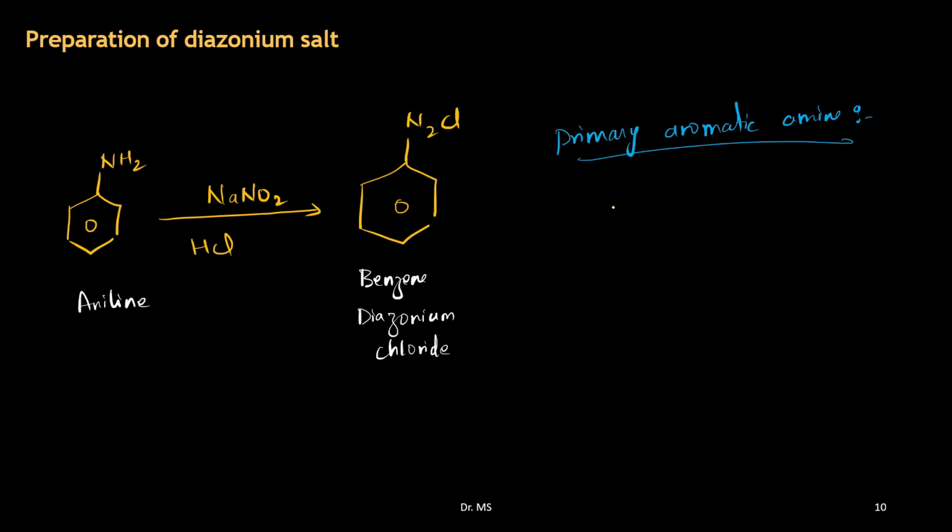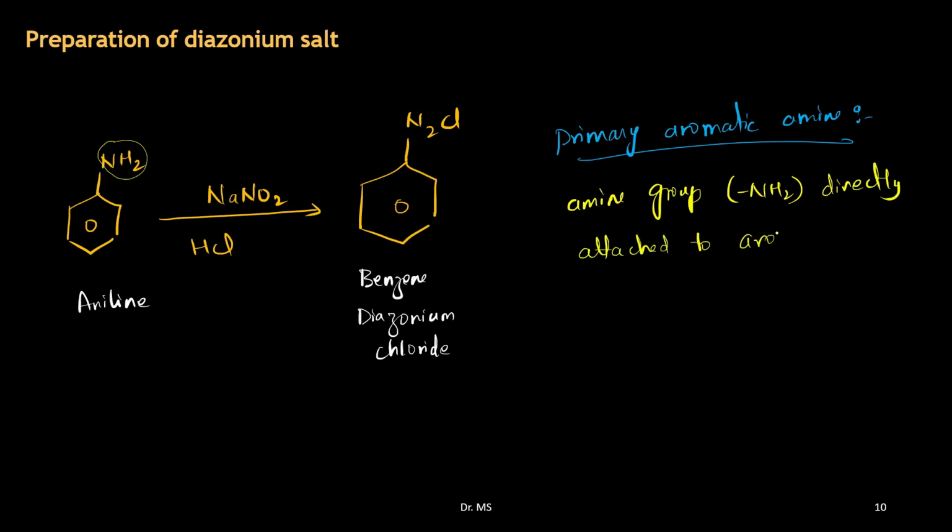It's nothing but any amine group. You take the amine group here. What is the amine group here? On the aniline, the NH2 is said to be the amine group. So this amine group is directly attached to an aromatic ring. What is the aromatic ring here? We are taking the example of benzene.